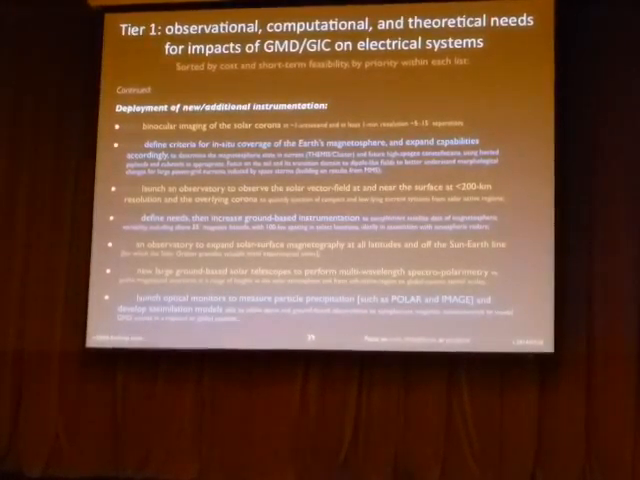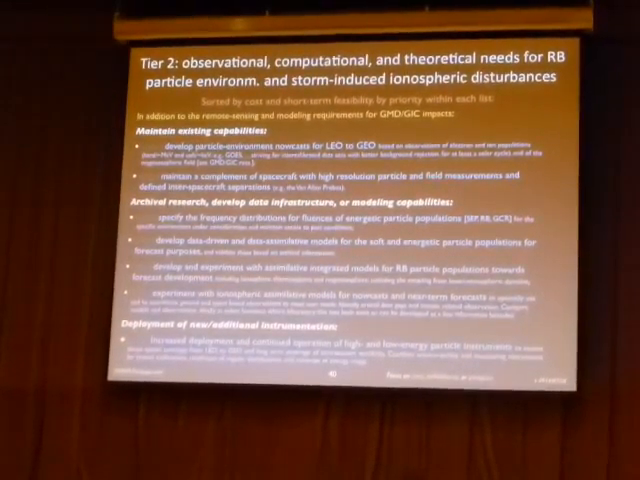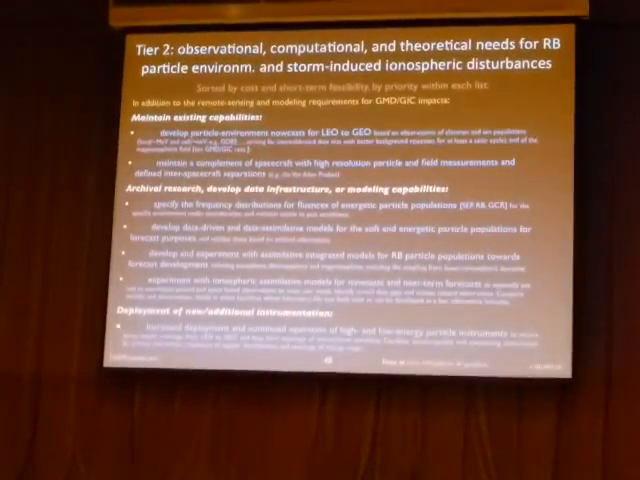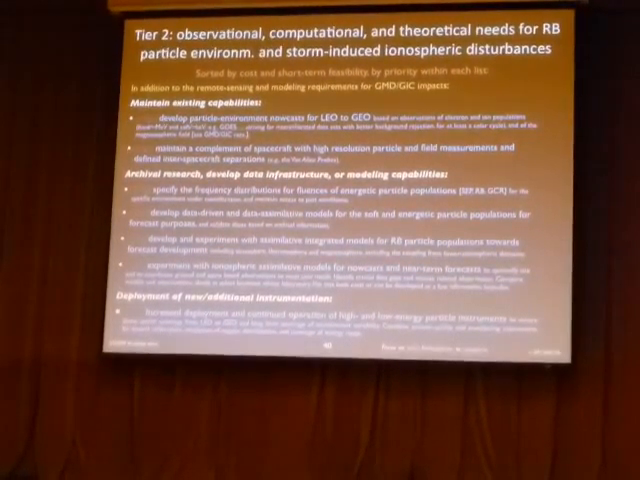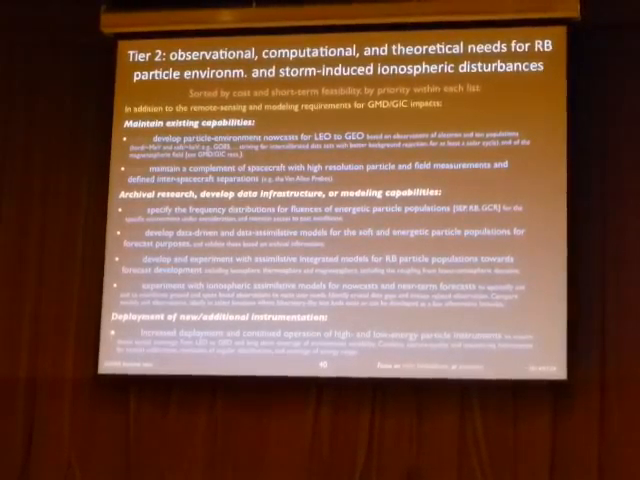environment. Now my chair is standing up. There's a lot more to say. There is a second tier that has to do with what happens when we talk about radiation belt particle environments, storm-induced ionospheric disturbances. There, the bottom line of all this is there's a lot of geospace stuff, the blue text, that needs to be done.